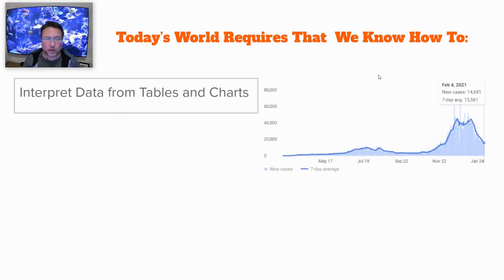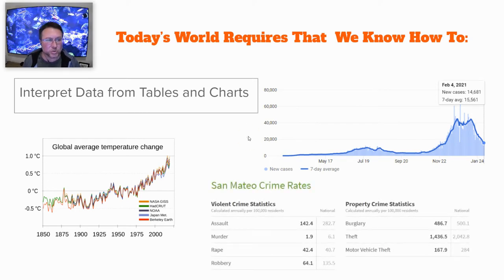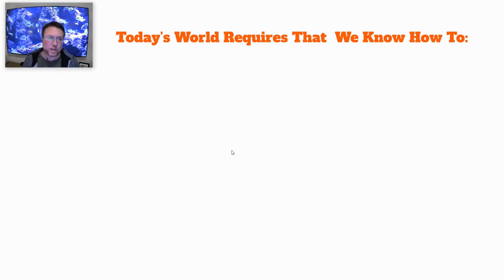Something else we want you to be able to do is, whether you're reading a newspaper article or looking at something online, interpret data from tables and charts. So whether that's looking at coronavirus data, whether that's looking at how our global temperature is changing, our Earth is warming, or that might be just close to home, looking at crime statistics in your neighborhood.